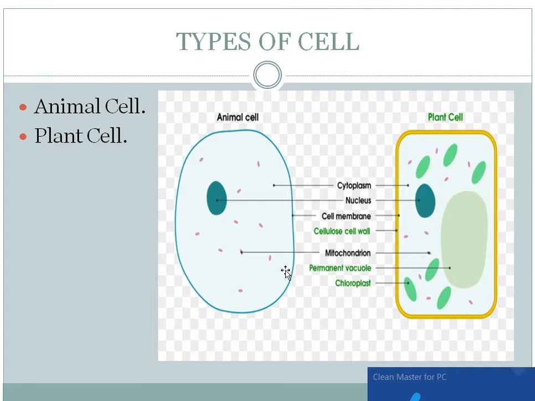Cell membrane is the outer covering of the cell. It allows only certain materials to move in and out of the cell. It also gives the cell its shape. Now, nucleus. All the activities of the cell are controlled by the nucleus.